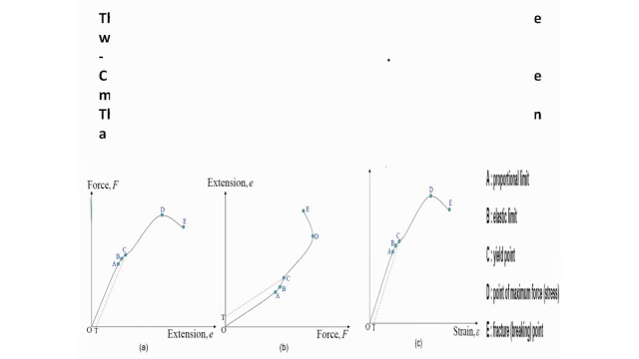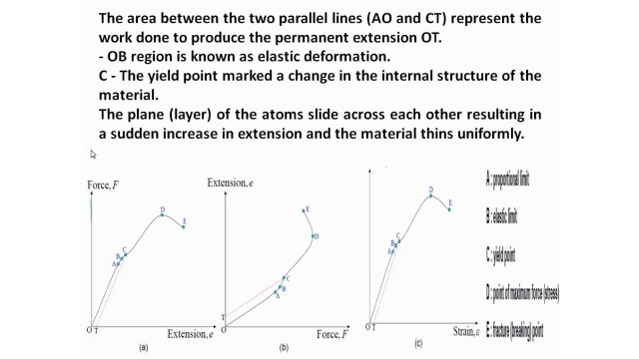Again, see the area between the two parallel lines AO and CT, this area marked by the red dotted line. It represents the work done. This area shows the work done to produce the permanent extension OT. OT is the permanent extension of the material. So this area shows the work done by the force.